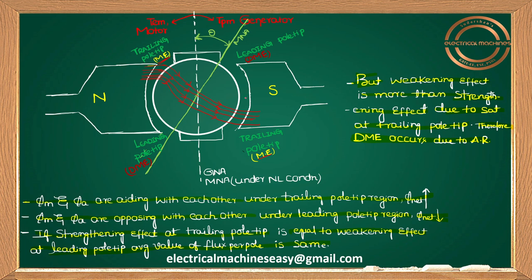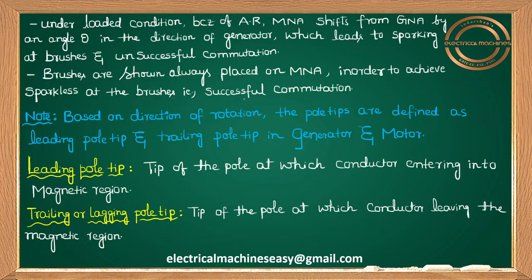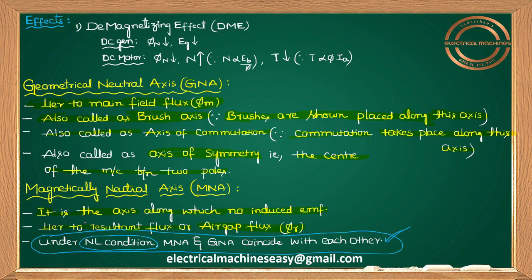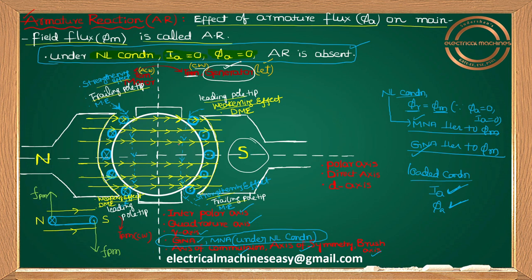And I think I already told you, MNA, magnetically neutral axis, is the one which is perpendicular to whom? See, it is perpendicular to the resultant flux, I can say the air gap flux. Previously in this figure, under no load condition, I told you MNA and GNA are coinciding because under no load, your Φa equals 0. Your Φr itself becomes Φm. That's the reason, under no load condition, Φr is Φm and Φm is Φm only. So obviously, your MNA and GNA will be coinciding.